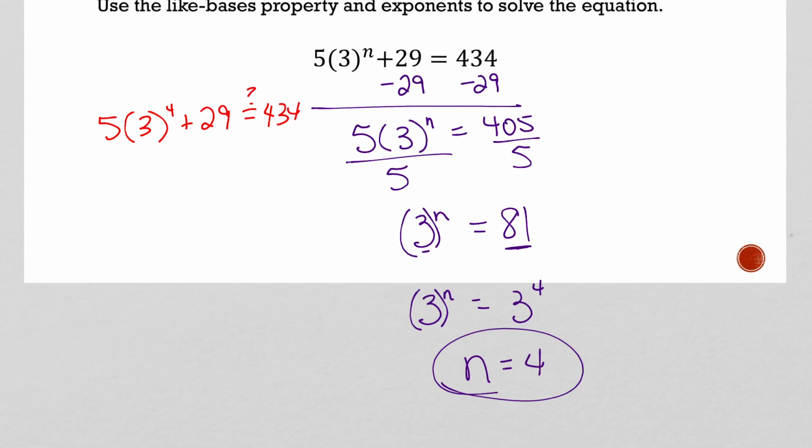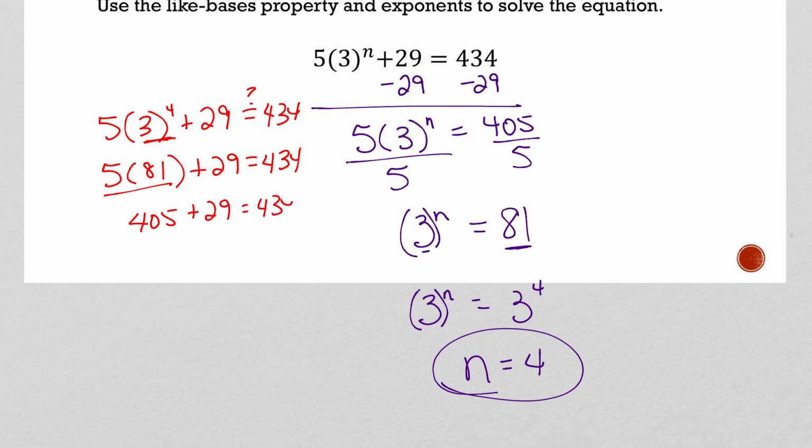All right, so the first thing I would do, you do your exponents first. So you've got 5 times 81. That's what 3 to the 4th power is. 5 times 81 is 405. Add these guys together, and it works. So this is our solution here.